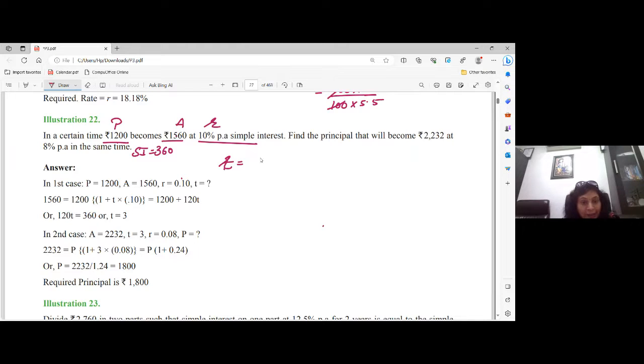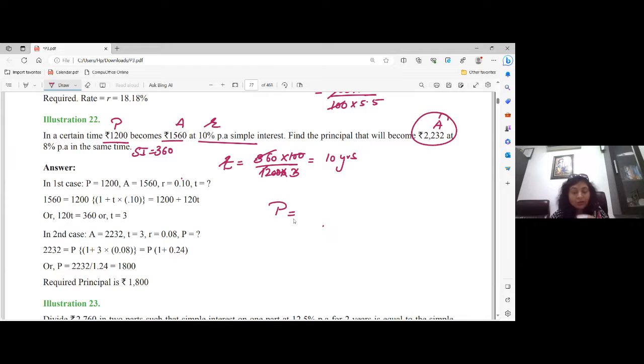So time period becomes simple interest into 100 upon principal into rate. So 12 threes are 36, 0. That means in 10 years, the amount becomes 1560. Find the principal that will become this at 8% at same time. Now we have to find out principal. And this is amount. So I have told you the formula of amount, that is P into 1 plus RT upon 100. That means principal is equal to amount upon 1 plus RT upon 100.